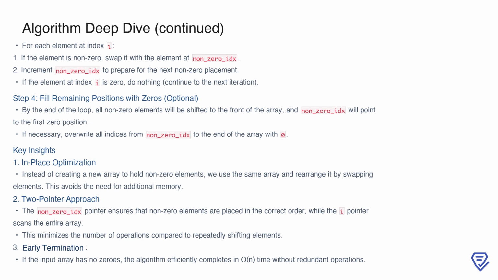By the end of this loop, all non-zero elements will have been shifted to the front of the array, and the non_zero_idx pointer will point to the position where the first zero should be. At this point, if needed, we can overwrite all remaining positions from non_zero_idx to the end of the array with zeros. This step may be considered optional since the zeros are already at the end, but it ensures clarity in the final output. The key insights here are the in-place optimization, where we rearrange the array directly, and the two-pointer approach, which minimizes the number of operations. Furthermore, the algorithm naturally terminates early in scenarios where there are no zeros, making it highly efficient.